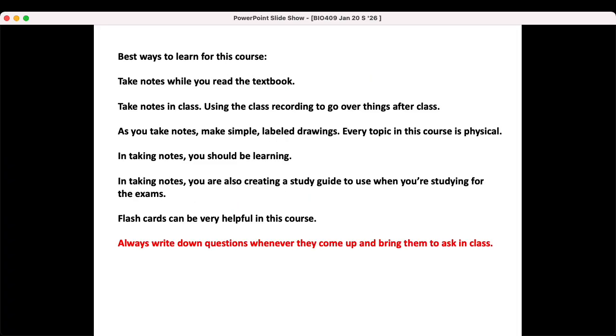Oh, shoot, yeah. So here's some stuff. I think I have this a couple of different times. So, some good ways to learn for this course. It's physical, so take notes and make little drawings and label drawings, because it's a physical thing. Here's the next thing. I said make little drawings. You should make them big, because that spreads out your learning and your recall.